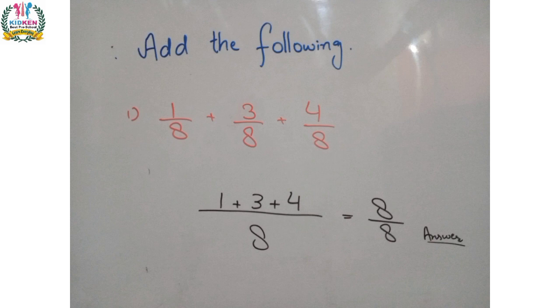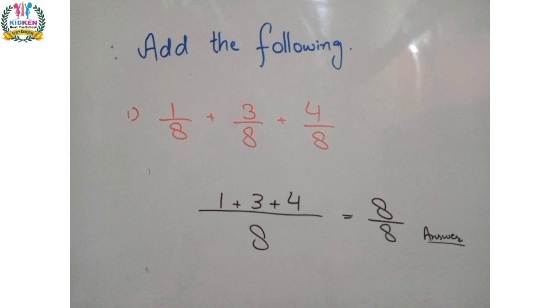So we can see that the common denominator for both is 8. Since 8 is common, we can add the values 1, 3 and 4. So 1 plus 3 is 4, and 4 and 4 is 8. So our solution is 8 upon 8.